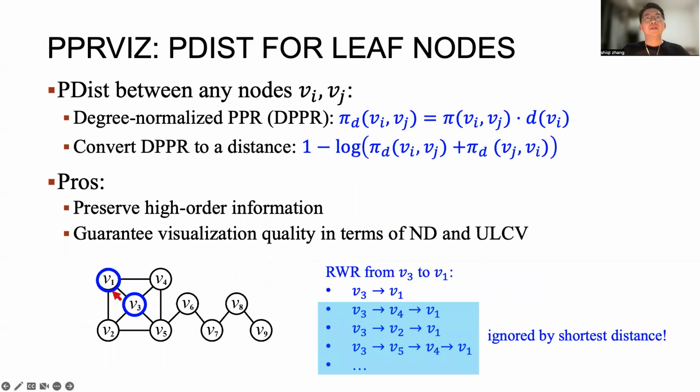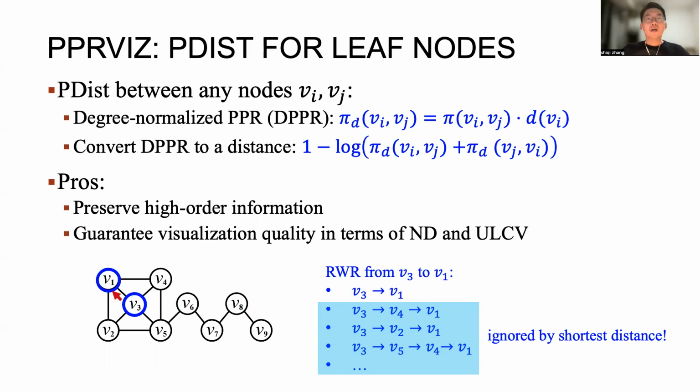In PDist, we leverage the concept of degree normalized PPR. The dPPR between any nodes Vi and Vj is defined as a product of the personalized PageRank and the degree of the source node. This degree normalization ensures a better realization quality. To convert the dPPR to PDist, we use a formula of y minus logarithm. This transformation helps us represent the dPPR values in a distance-like format, enabling the subsequent position embedding step.